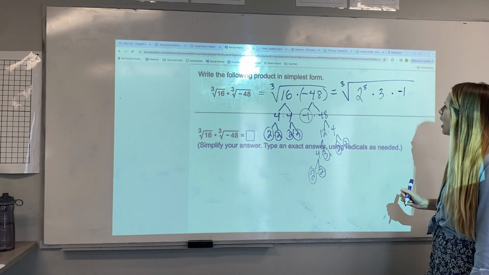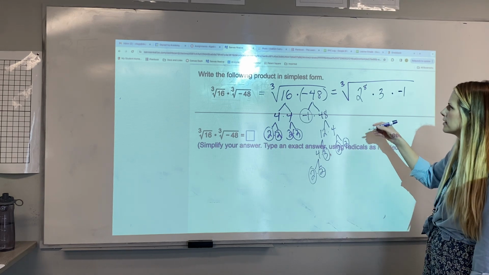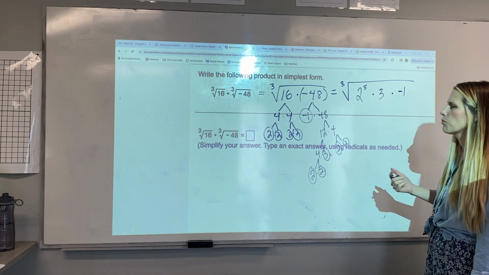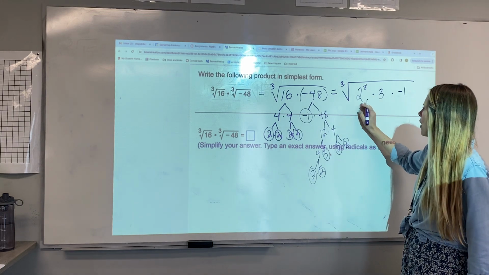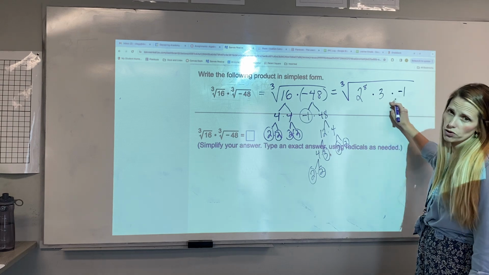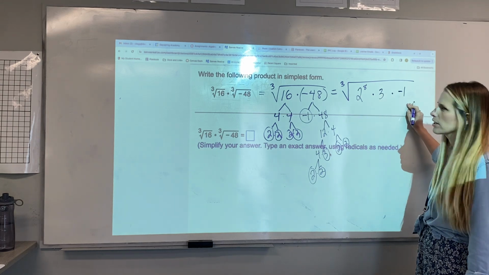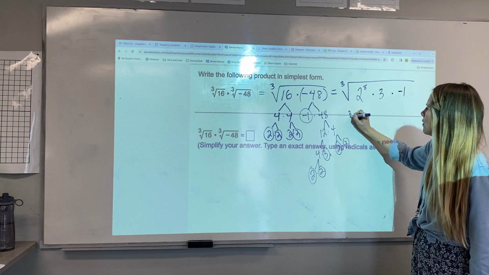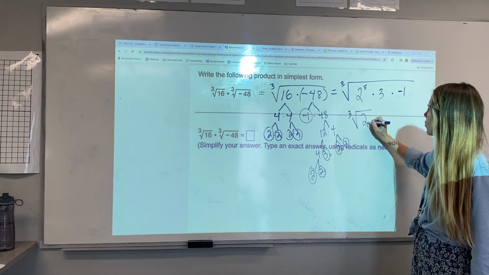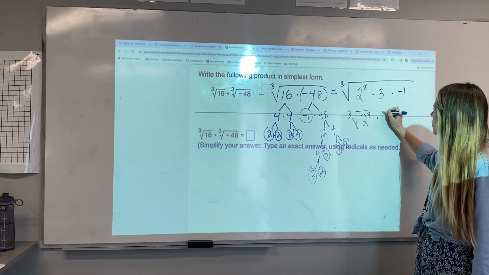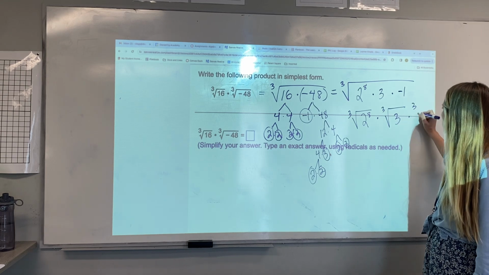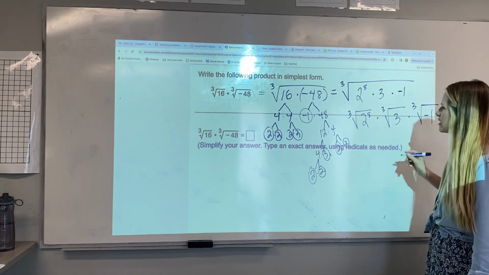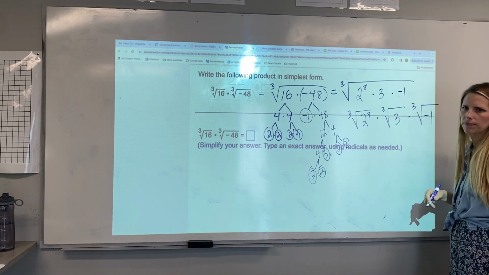Now, this step isn't 100% necessary, but I like to do it to show that, I know they were cubed root roomies for a little while, but now they're all going to get their own place. They're all going to get their own cubed root home. So we can simplify them individually.